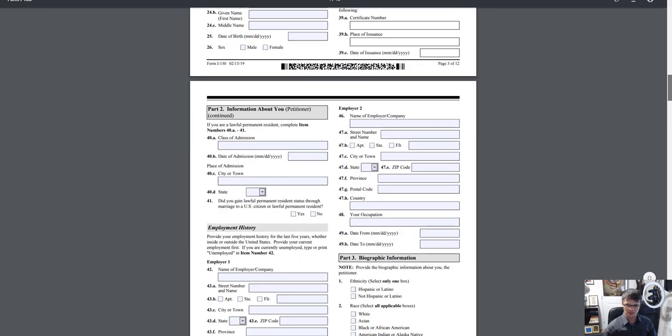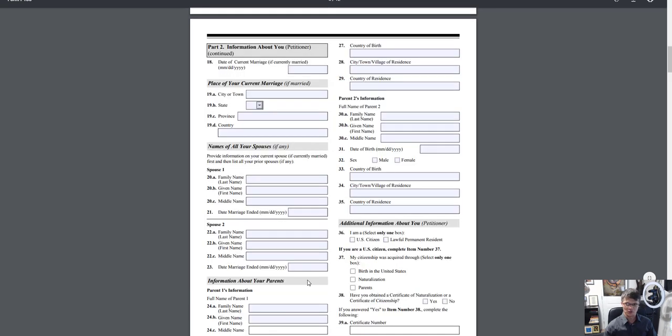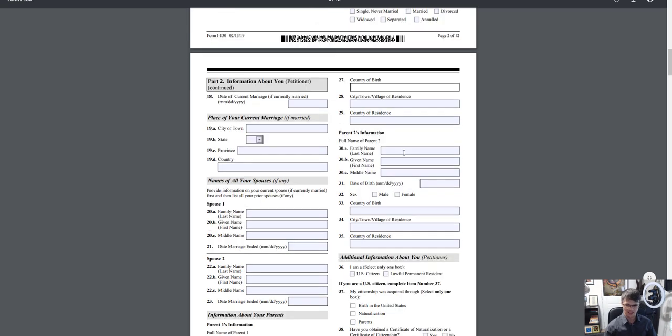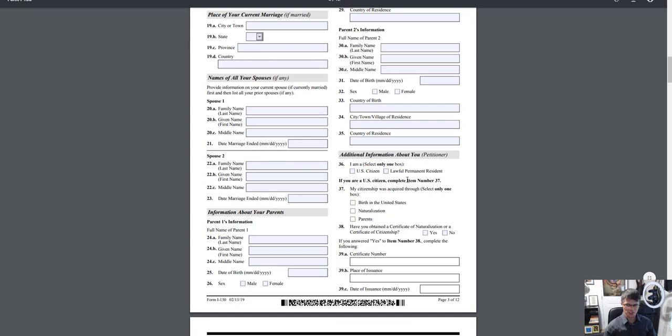Very straightforward, nothing really crazy here. After we're done with the spouses, we go on to the information about your parents. Just fill it up, nothing crazy here. Still information about you. A petitioner is you. Who are you? Are you a U.S. citizen? Are you a lawful permanent resident?